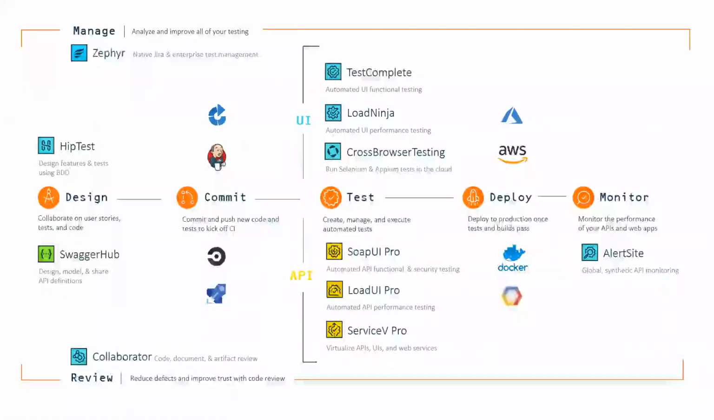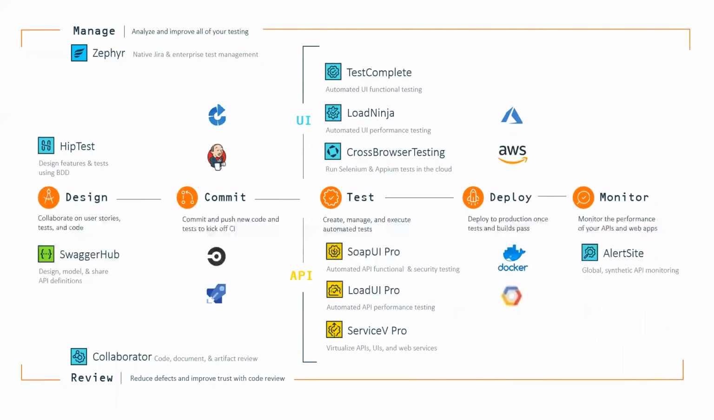So when we talk about where our tools fit in terms of a general design phase, from design, commit, test, deploy, and monitor, we can see over here on the left-hand side for design, we have tools in the areas of HipTest, which is around design features and tests for living docs with behavior-driven development. Then we also have our SwaggerHub tool, which we'll touch on a bit today. This allows us to design, model, and share API definitions.